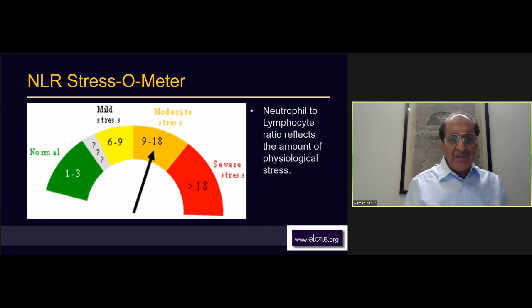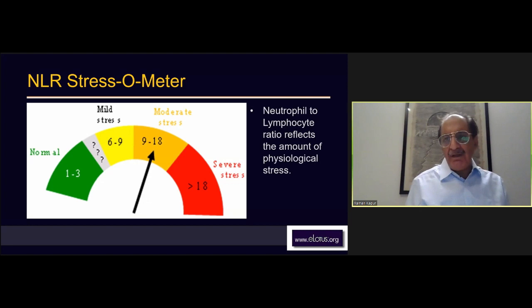Don't think of it as a stress of the mind only. It is a stress to the body, which means if a patient is suffering from a mild disease, the stressometer or NLR ratio would be in the range of 6:9. When this same person goes to a very acute stage of a disease, the condition falls into moderate stress, which comes to the ratio of 9:18. And when the ratio goes above 18, this indicates severe stress.